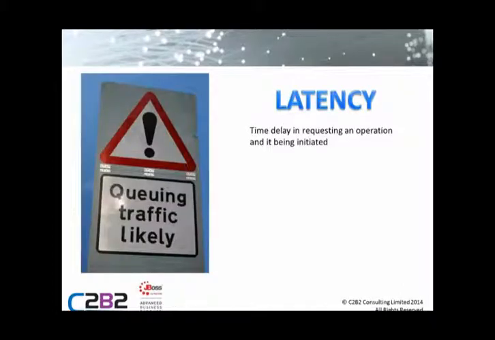So one of the main problems in performance in Java applications is latency. Latency is defined as essentially the time delay between requesting an operation and it being initiated. What we're going to do is have a look at latency and what causes latency, and we can see then how data grids like JBoss Data Grid can help solve latency problems in your applications.